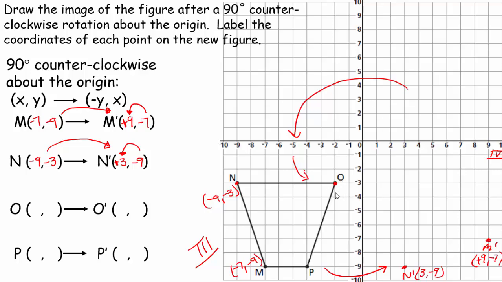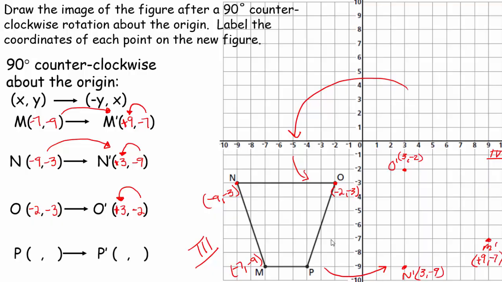Let's look at O. O is located at -2, -3. Let's write that in over here. -2, -3. Now my first step is to reverse the order of X and Y to make it Y, X. So I write -3, -2. And now because I'm going counterclockwise, or to the left, I change the sign on the 3. So it becomes +3, -2, and there it is. That is O prime, 3, -2.